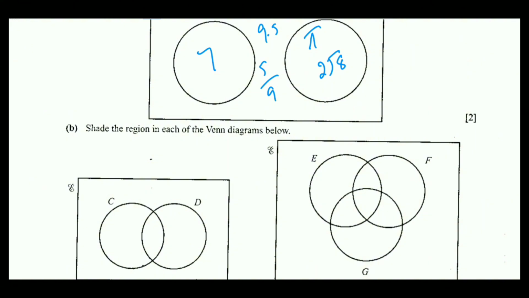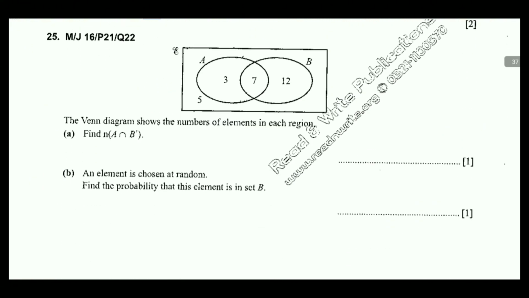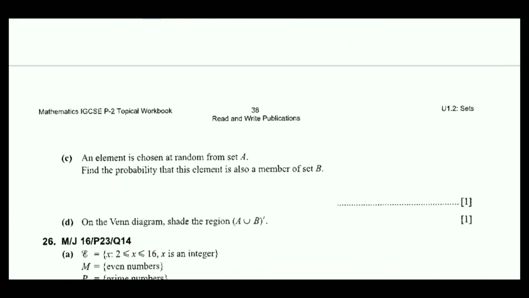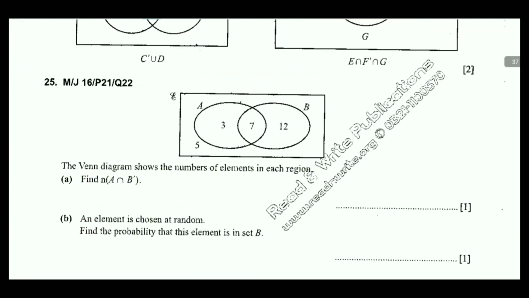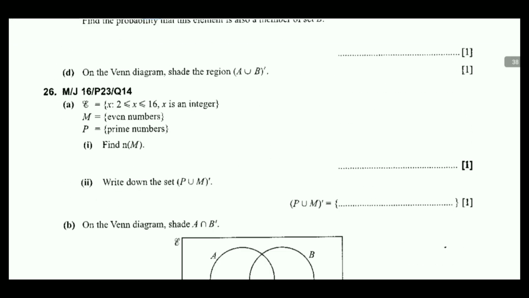Shade the region in each of the following diagrams below. You can do this part by yourself. We have done many questions above. 25 is also easy. So we have done these types of questions above. So it means that you can do these questions easily.